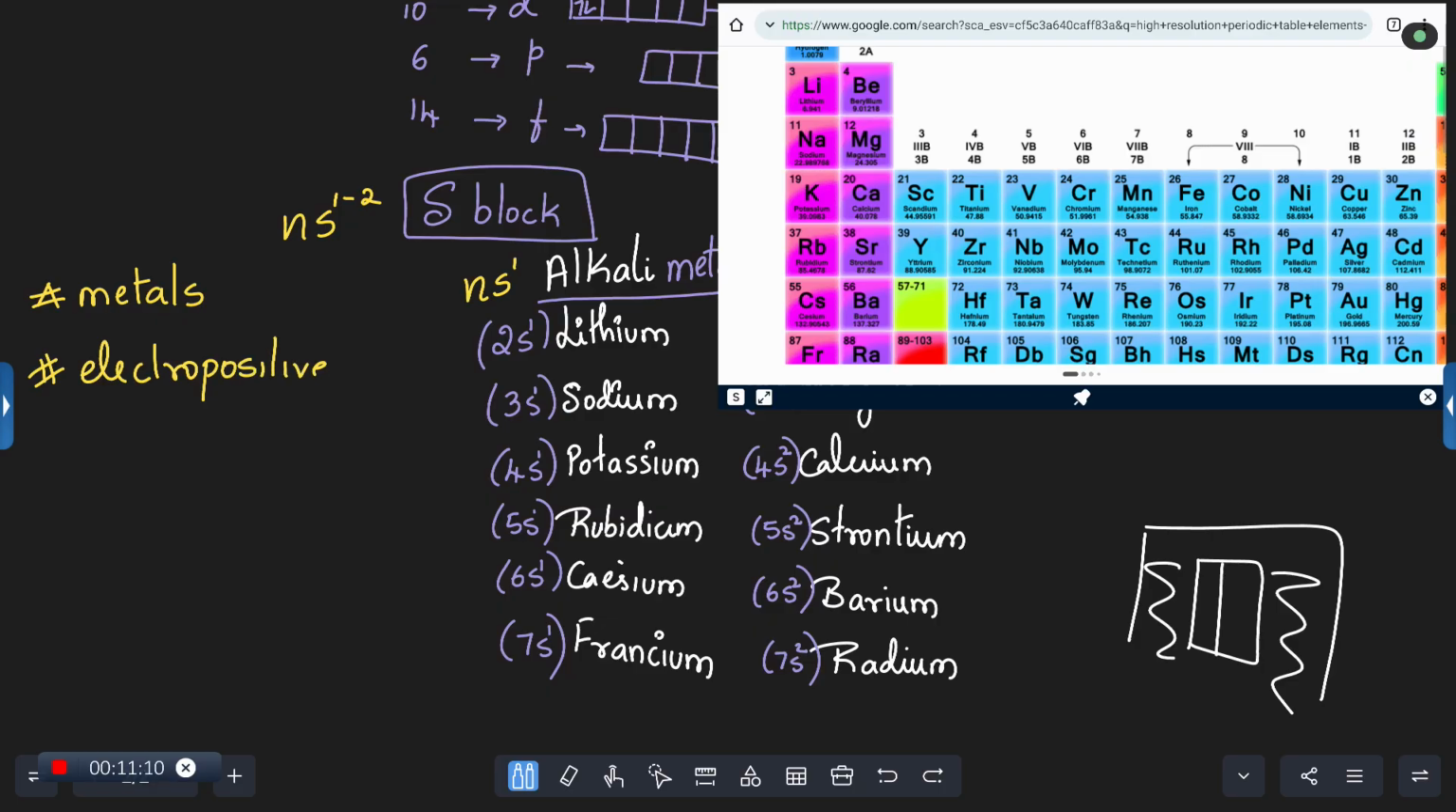Yes, they lose their electron readily, right? Now I consider the first group. In first group, how many electrons will it lose? Only one electron, because the outer shell has only one electron. So it will lose only one electron. Group 2? Group 2 loses 2 electrons.